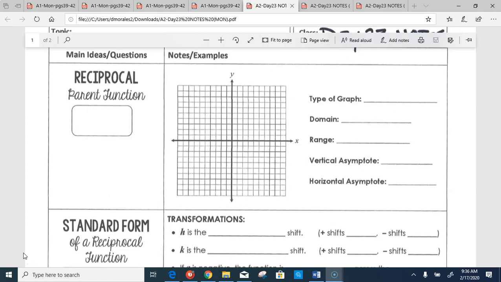we're going to be on Day 23 notes talking about what are called reciprocal parent functions. Now, you probably won't remember or refer to this typically as the reciprocal parent function. What it basically is, is another type of graph.